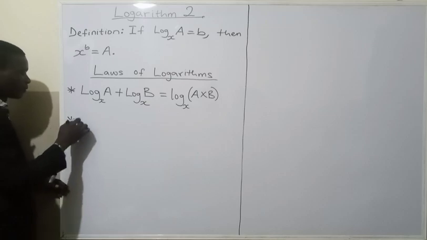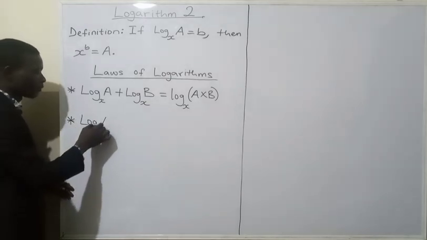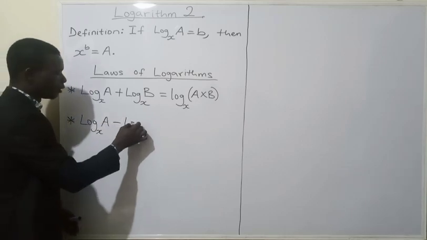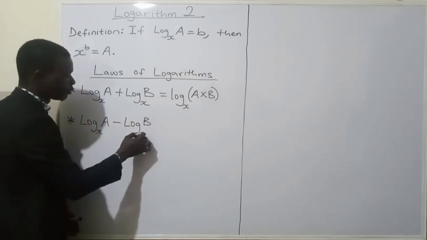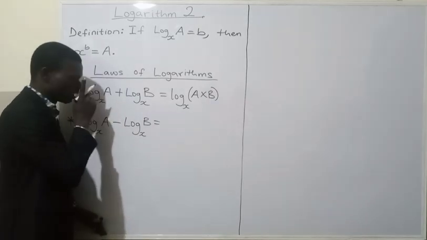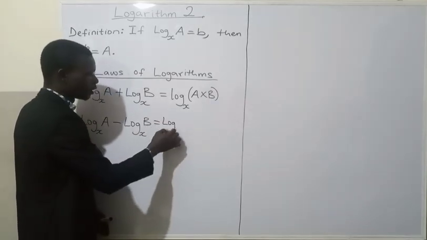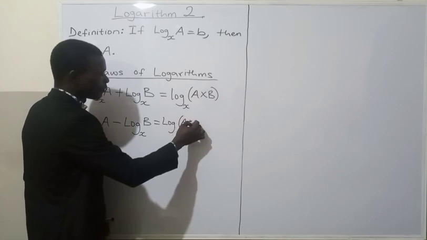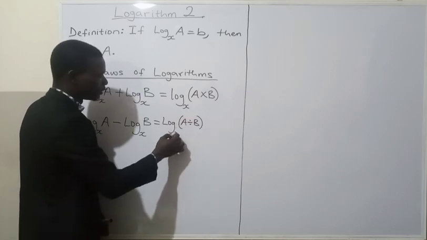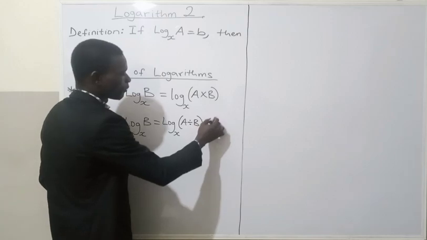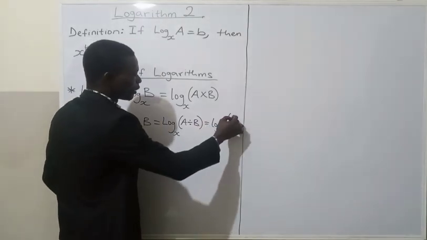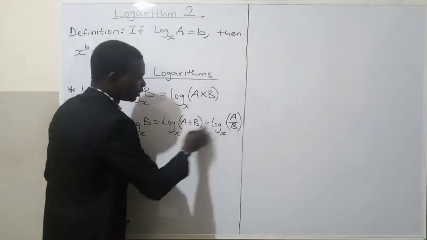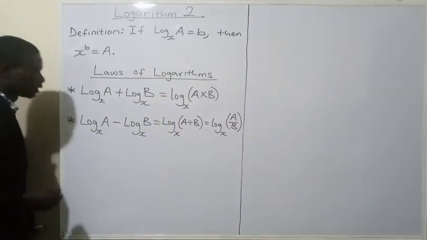And the second law of logarithm says log a to base x minus log b to base x. So this law says that we can have it to be log open bracket a divided by b, both to base x, and it can also be written as log open bracket a over b to base x, which is the same as division. So that's the second law.